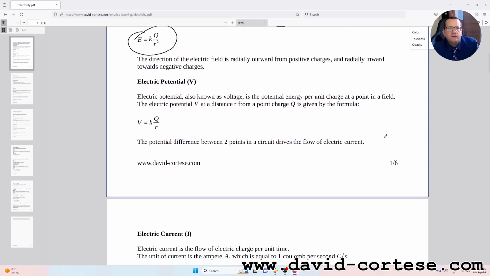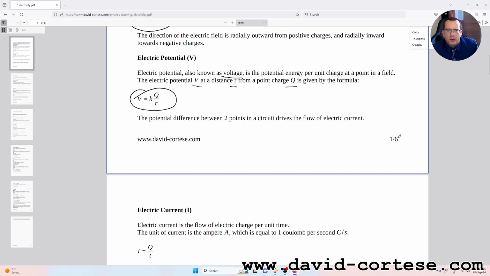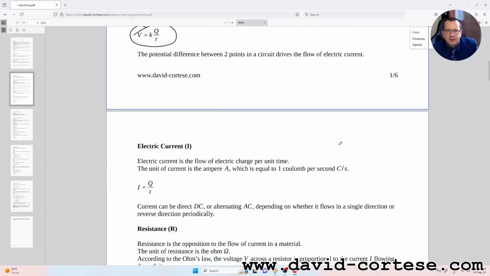Electric potential V. Electric potential, also known as voltage, is the potential energy per unit charge at a point in a field. The electric potential V at a distance r from a point charge Q is given by the formula V is equal to K times Q over r. The potential difference between two points in a circuit drives the flow of electric current.